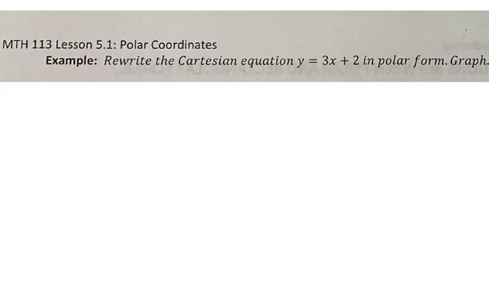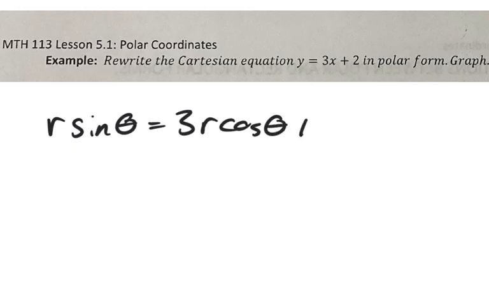Rewrite this Cartesian equation. What does this look like in Cartesian? It should be a line. So what would this line look like in polar? Well, let's solve it very quick. y is r sine theta equals 3 times r cosine theta plus 2. This is common knowledge. You should know this.